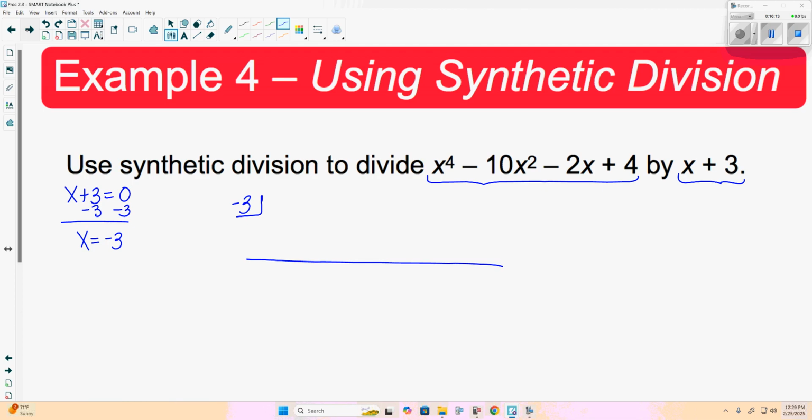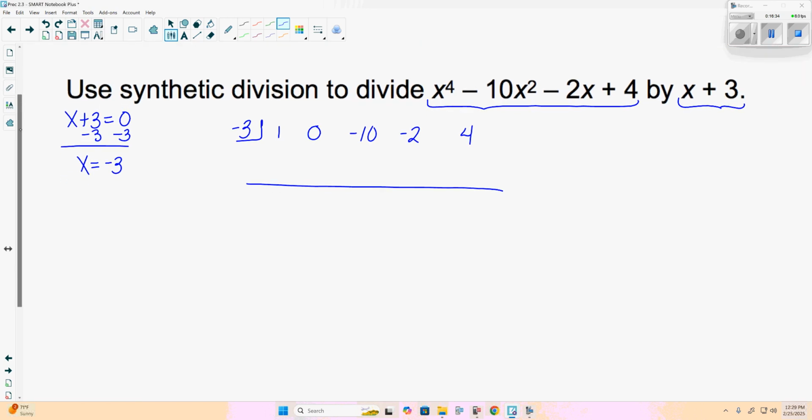Our dividend here. So the number in front of x to the fourth would be 1. We do not have an x cubed term, because anytime we have a missing term, we'll fill it in with 0. X squared will be -10. X will be -2. And our constant term is 4. And at this point here, we bring the first number down. Questions on how we set this up?